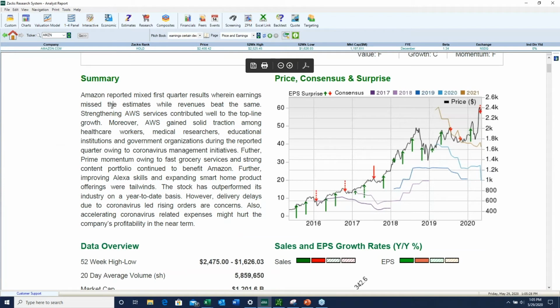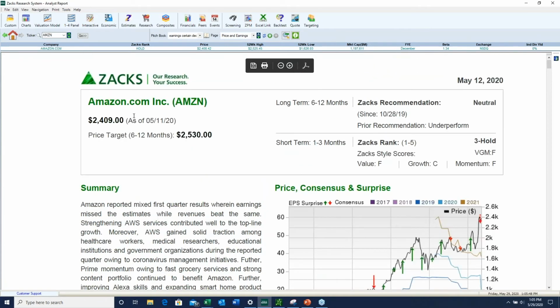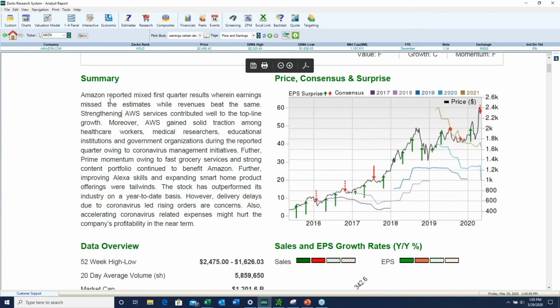It's not so much the recommendation or the estimates that these reports contain, but more so a summary of what has been the story of the company. And that is more along the lines of being purely facts-based rather than opinion-based. And you can see that here. In the executive summary, we'll skip all of the recommendations and go straight to the summary. And we can see that Amazon reported mixed first quarter results, where earnings missed the estimates while revenues beat the same strengthening.